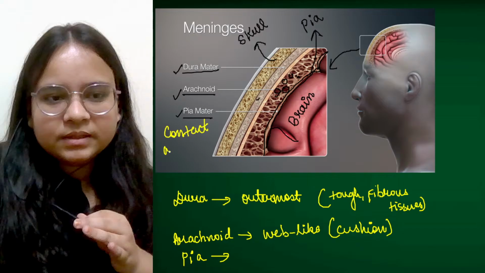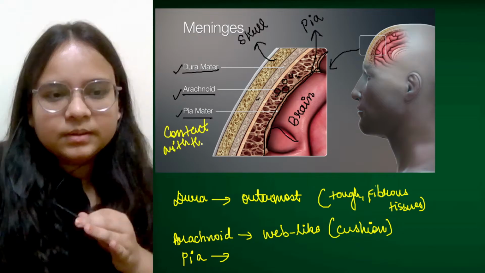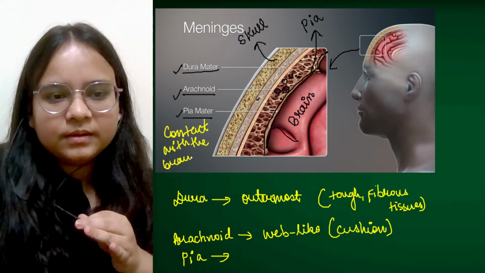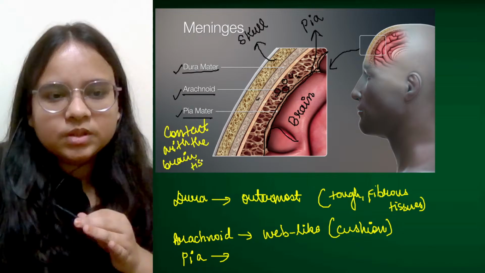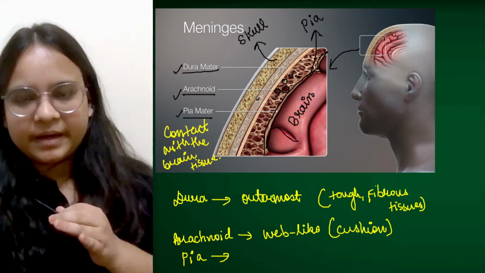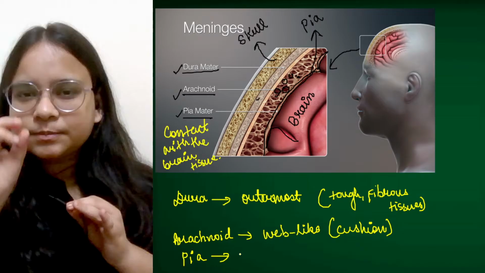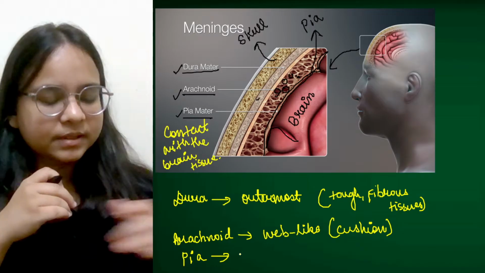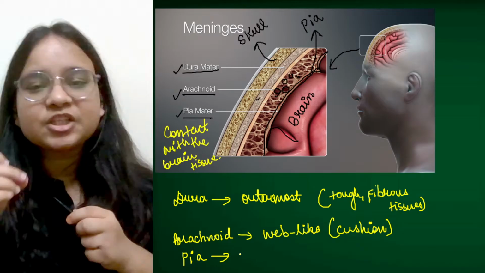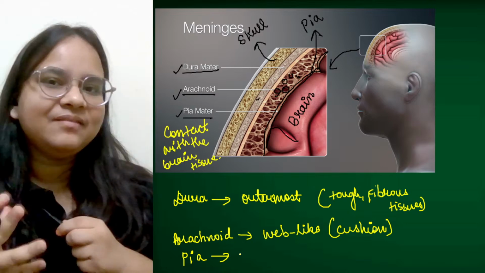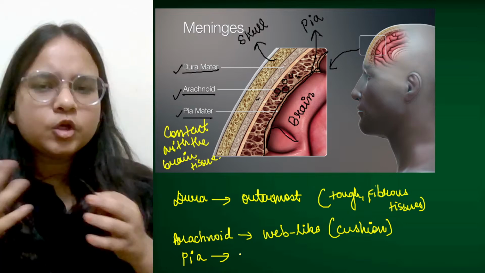The layer in contact with the brain tissue is called pia mater. There is a specialty about this pia mater: it is highly vascular. Okay, it is highly vascular. What do we understand by the term vascular?